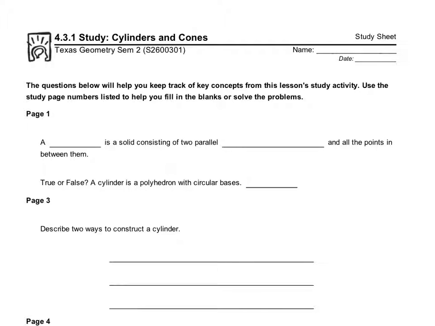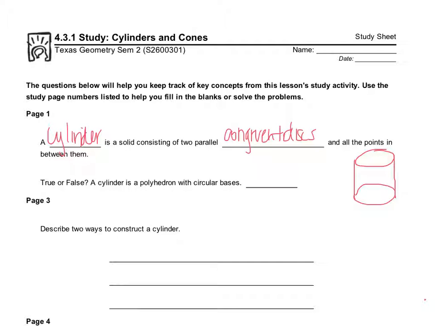So we're talking about cylinders and cones, and a cylinder is a solid consisting of two parallel congruent discs and all the points in between them. And another word for disc is circle. So it's saying we have two circles, two discs that are parallel, and all the points that are in between them are going to make up the cylinder.